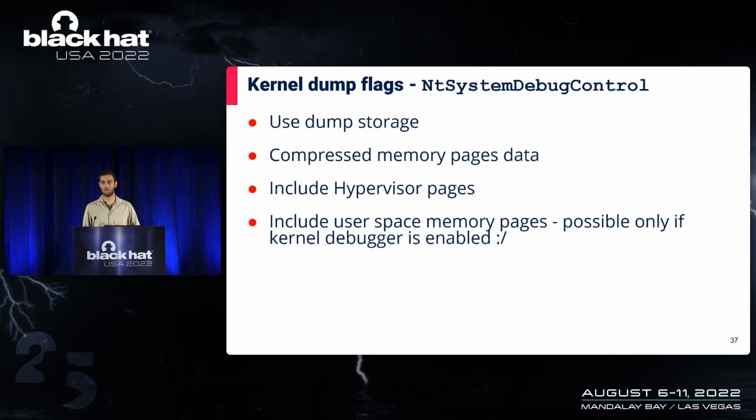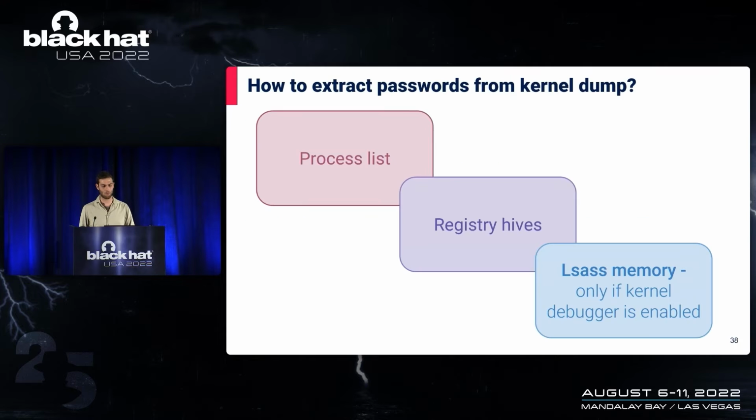So if the kernel debugger is enabled, we can dump LSASS, which contains all the processes, all the passwords in Windows. So if we can dump LSASS, we can access it. But on regular machines, kernel debugger is not enabled. So let's understand how to gain passwords using the kernel dump. There are multiple ways to gain them. The first one is the process list.